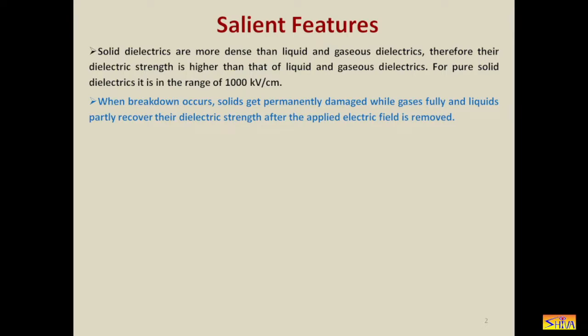When breakdown occurs, solid dielectrics get permanently damaged while gases fully and liquids partly recover their dielectric strength after the applied electric field is removed. This is the disadvantage of solid dielectrics as compared to gaseous and liquid dielectrics. Gaseous dielectrics fully regain their dielectric strength when the electric field is removed, whereas liquids partly recover their dielectric strength, whereas solid dielectrics are permanently damaged after the breakdown.